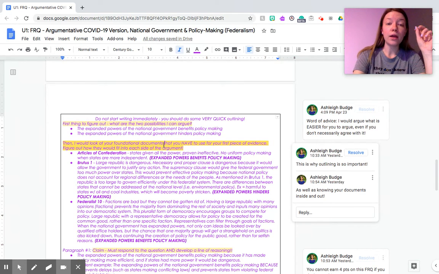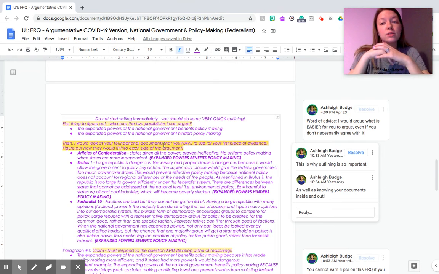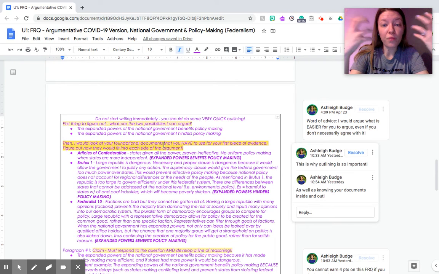This is why outlining is so important, because based on the document that you choose and the evidence that you choose, that's where your line of reasoning is going to come from for your claim, okay? So this is why outlining is important. You can understand what the documents are that you're supposed to be using, but it's also why you need to know your documents inside and out.